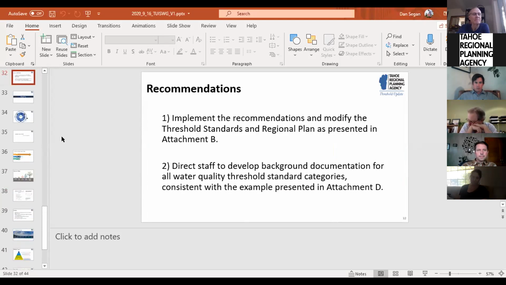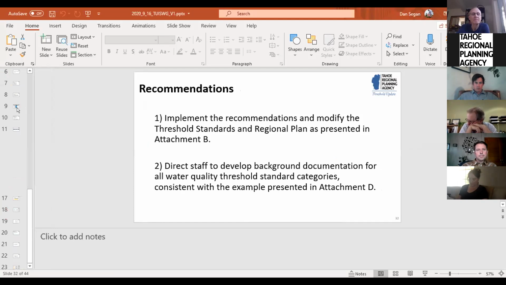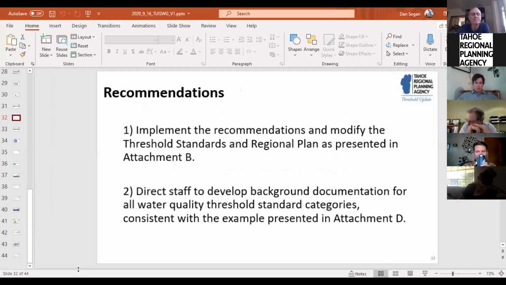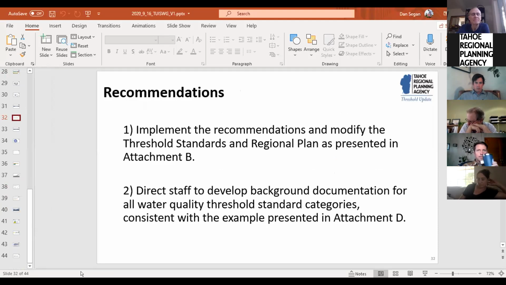So the motion would be that there's two parts of the motion. The first is that we implement the recommendations as articulated and modified, and then the packet you have is not yet complete to bring forward because we have not included background documentation for all of the thresholds that we're retaining. So the second part of the motion would be to direct us to continue to implement the system structure as articulated and add the background documentation.